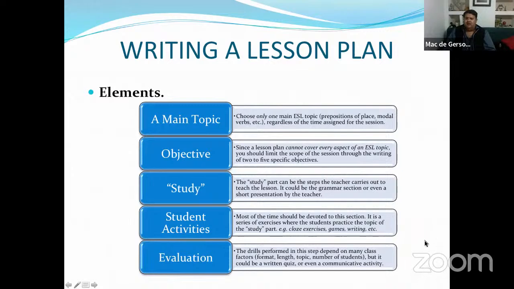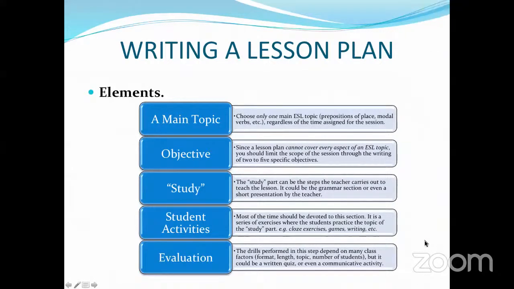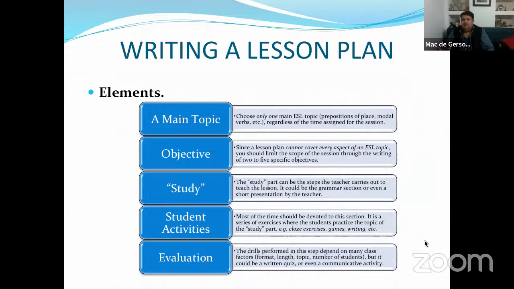Gustavo, read the first one. Okay. Elements, a main topic. Choose only one main ESL topic, preposition of place, modal verbs, etc., regardless of the time assigned for the session. Thank you, Gustavo. You're welcome. It might be obvious, right? But sometimes leemos en el programa, en el syllabus, dar present continuous y se agarran present continuous negative, present continuous affirmative, question, yes or no. Don't do that. One lesson plan, one class for each item.